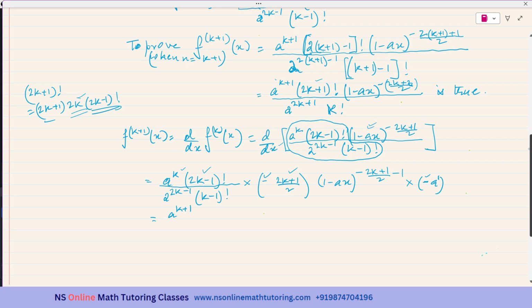So I have to multiply both the numerator and the denominator by 2k. I do not know how to manage the 2k in the denominator, but let me tackle the numerator first. So I am writing 2k plus 1 times 2k times 2k minus 1 factorial. And it is 1 minus ax raised to the power of.